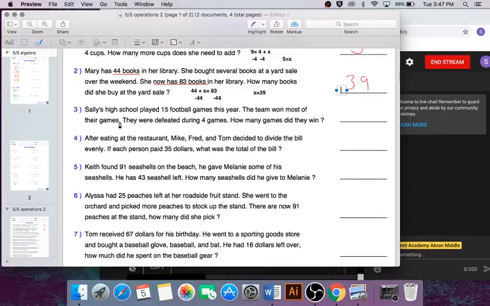Okay. For number 3, Sally's high school played 15 football games this year. The team won most of their games. They were defeated during 4 games. How many games did they win? So pulling out important information, we know that they played 15 football games. And they were defeated during 4 football games.